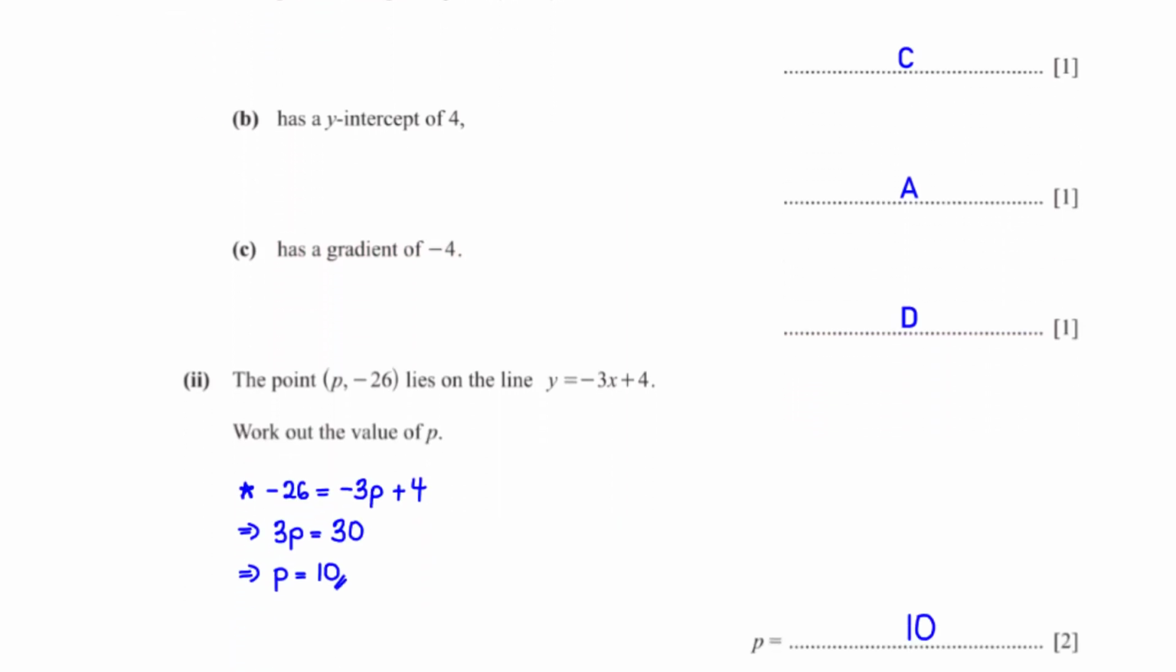The point P, -26 lies on the line y equals -3x plus 4. Work out the value of P. The value of P is the x-coordinate on the line when the y-coordinate is -26. So we have -26 equals -3p plus 4. When we make 3p the subject, we get 3p equals 30. When we divide both sides by 3, we get p equals 10.